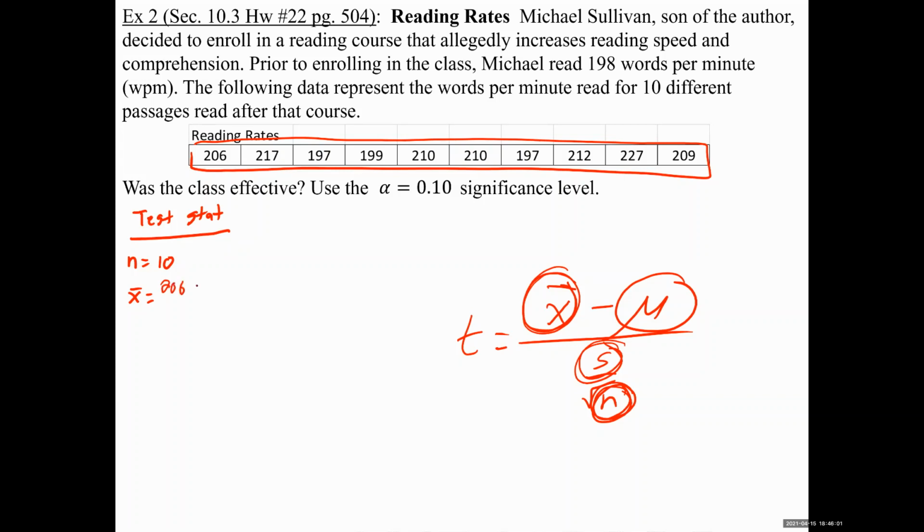206 plus 217 and 209 all over 10. All right, I'm going to go ahead and type this in the calculator. Give me a second here. You should be doing it as well.